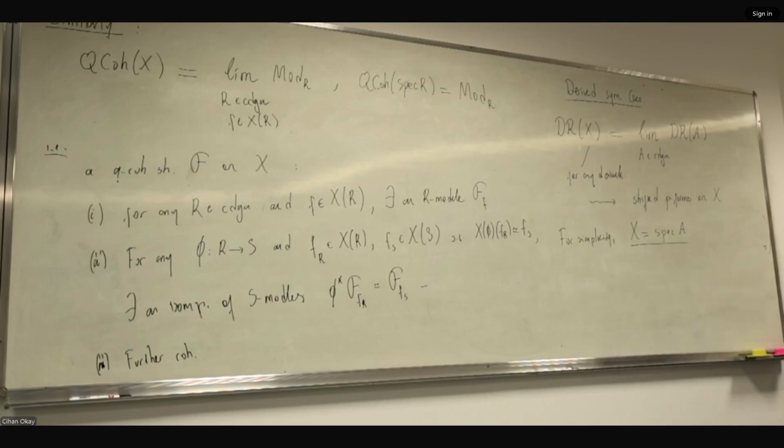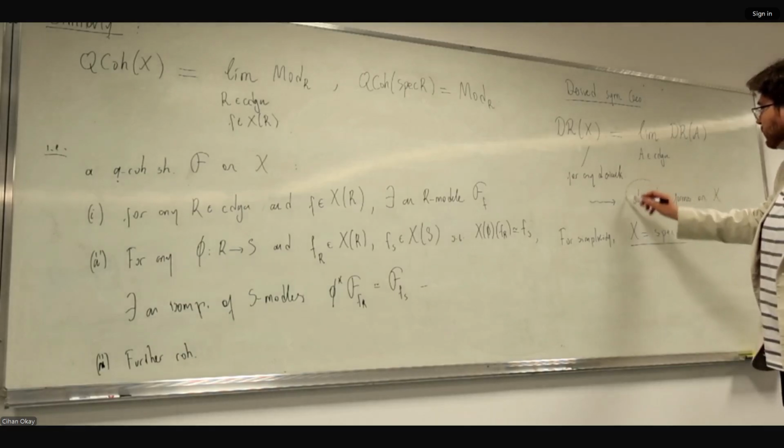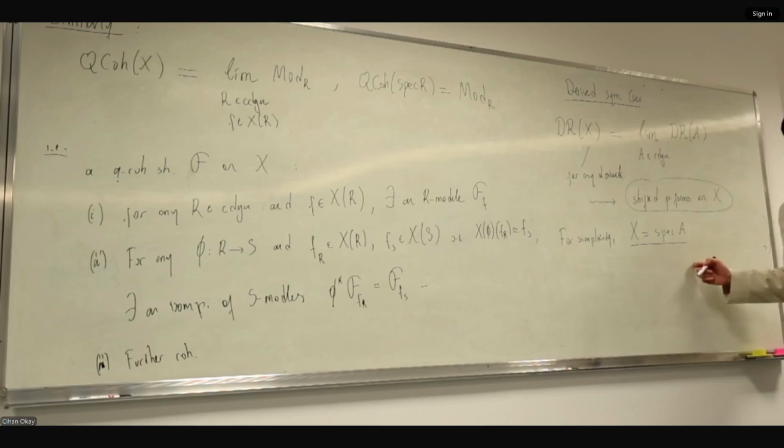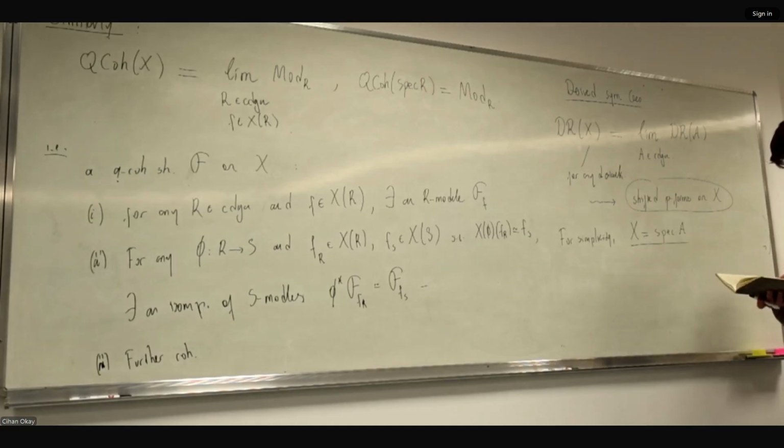So probably next time we will discuss how to define shifted P-forms on affine derived schemes. And also we will see some examples and some sample constructions. For instance, explicitly, we will see a -1 shifted symplectic structure.